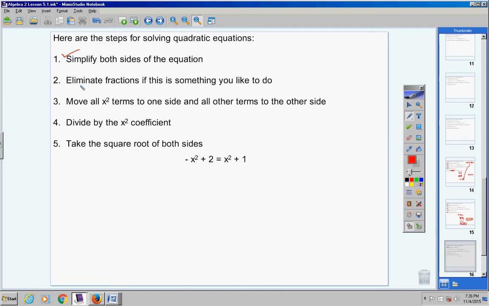Step 2, eliminate fractions. Well, guys, I don't see any fractions anywhere, so I don't have to worry about that. No, I do. I do like to eliminate fractions. I will do that if I have a choice, but there are no fractions. Step 3, move all x squared terms to one side and all other terms to the other side. Now here's my x squared terms. Here and here. It does not matter which side you move them to, okay?